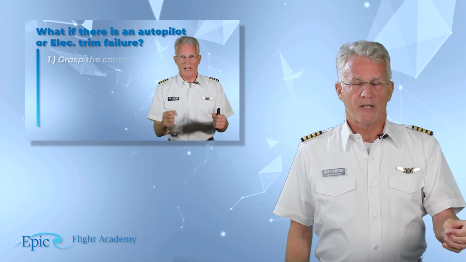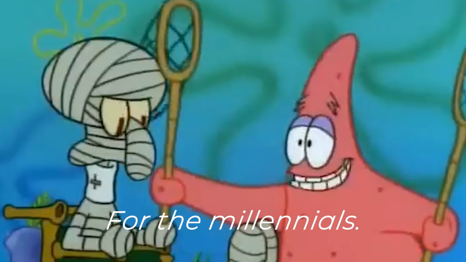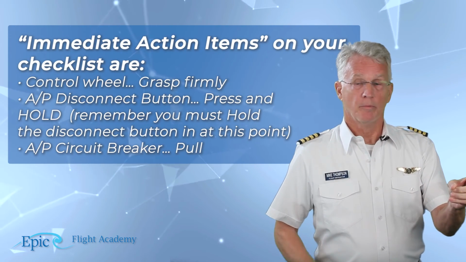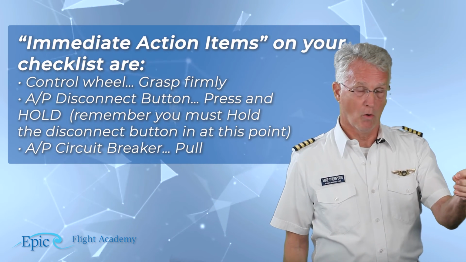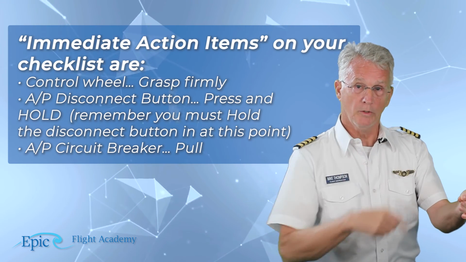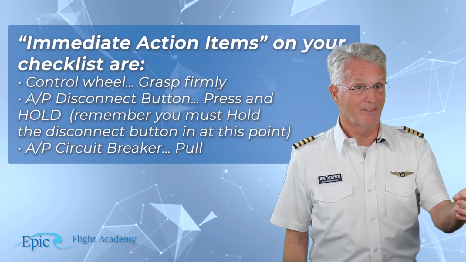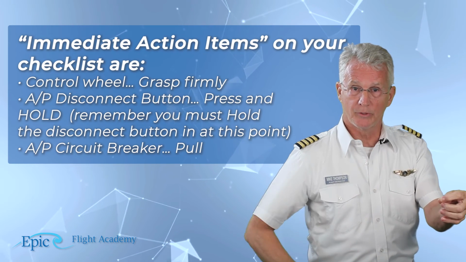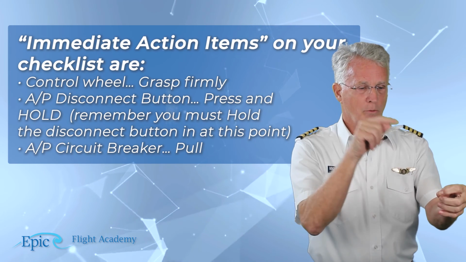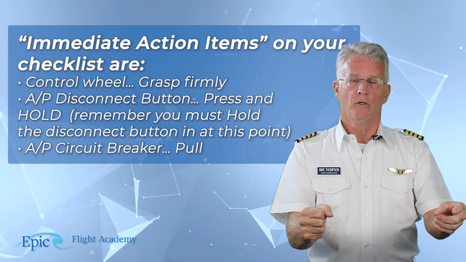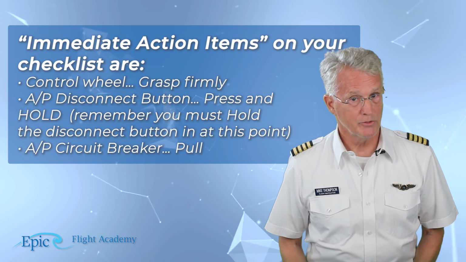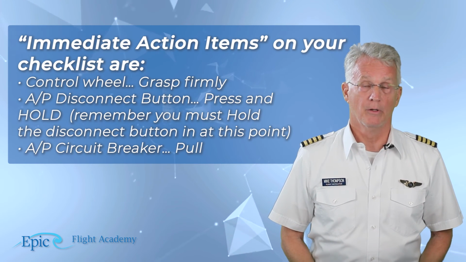Immediate action items on your checklist are: Number 1, grasp the control wheel firmly. Number 2, the autopilot disconnect button, with my finger, press and hold. Remember, you must hold the disconnect button in at this point. Number 3, pull the autopilot circuit breaker out. Then you can release that autopilot disconnect, trim the airplane, and fly normally. Remember, do not re-engage the autopilot for the remainder of the flight.